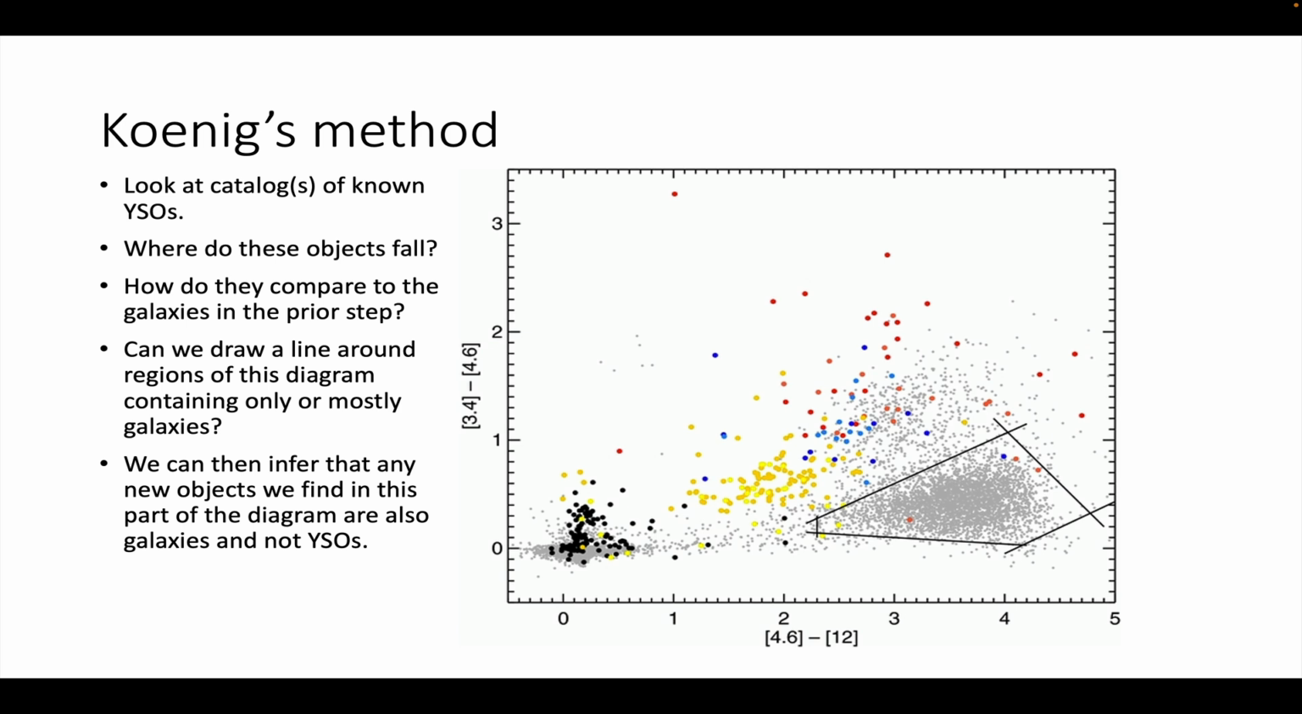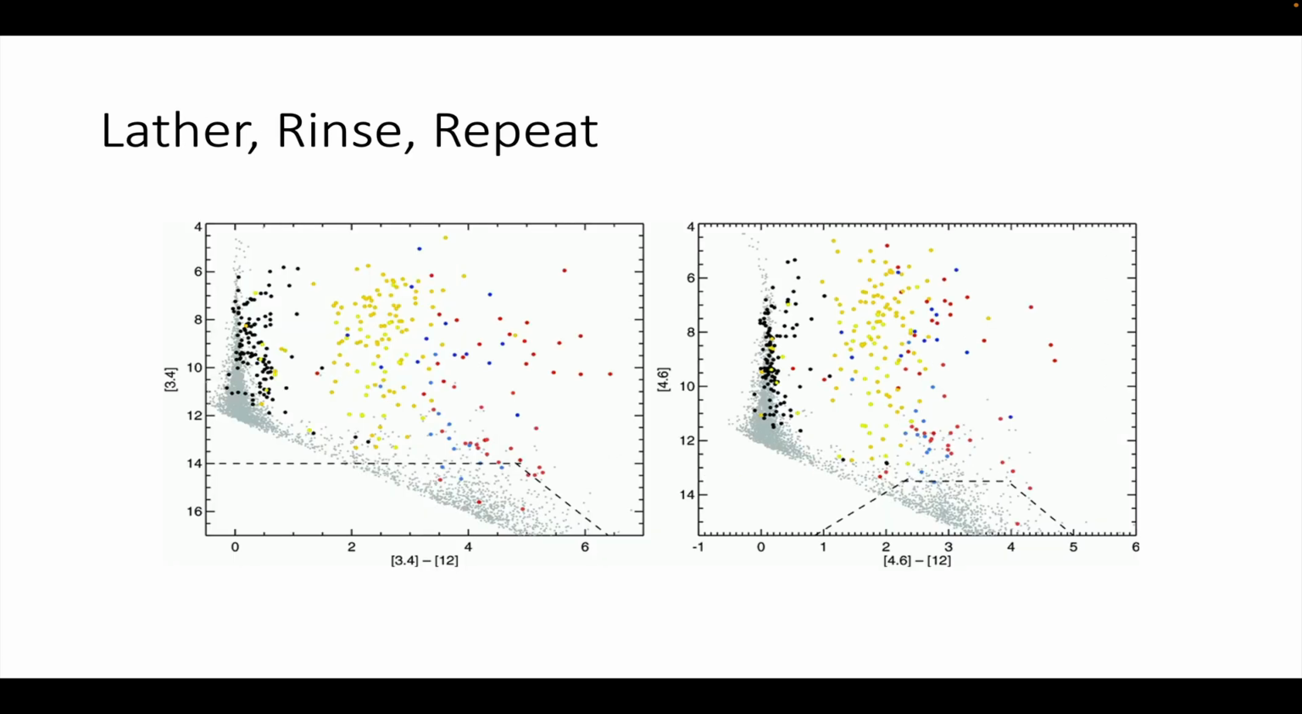And so now he's looking at a catalog of known young stars. Where do the objects fall? So the colored dots are Taurus stars, known young stars. How did they compare to the galaxies? So he drew a line around this clump and said anything that's in this clump is more likely to be a galaxy than a young star. So then just keep going in all the combinations he felt was worthwhile.